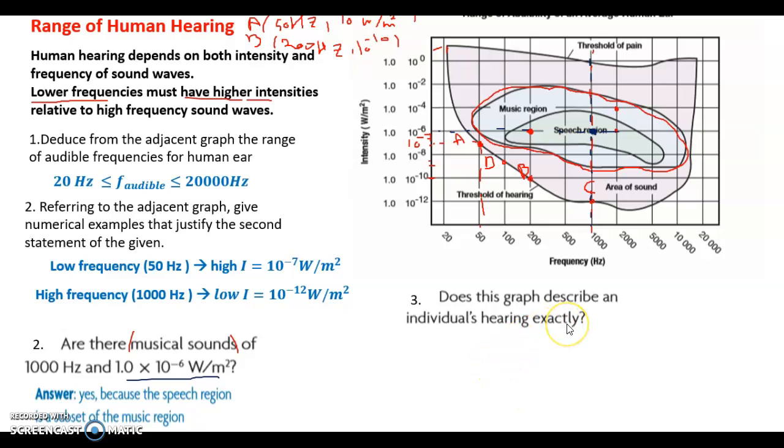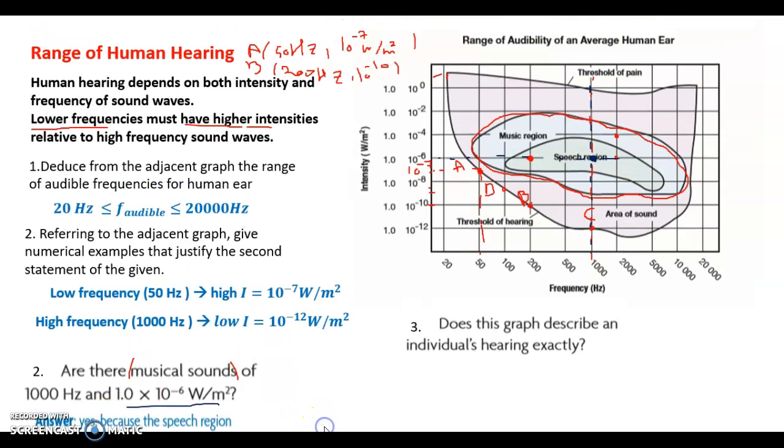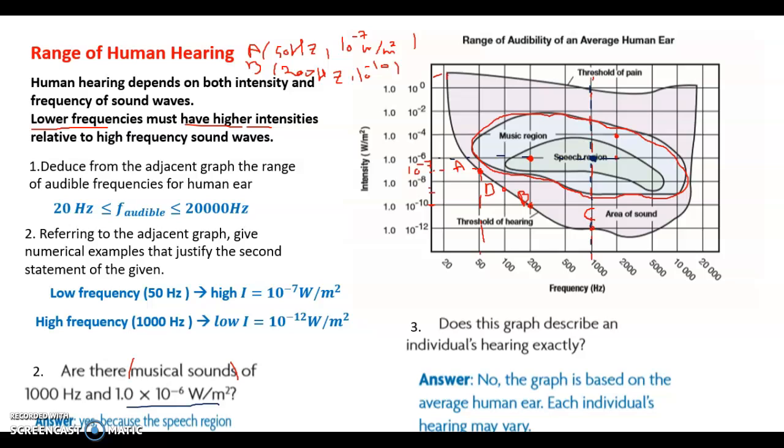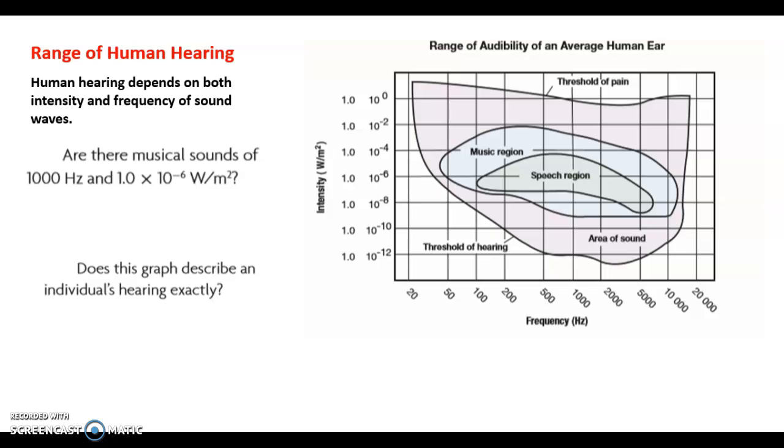Now, does this graph describe an individual's hearing exactly? Actually not, because it only describes the average. The graph is based on the average human ear. Each individual's hearing may vary based on the sound he is exposed to in his daily life. Maybe he's always exposed to high sound, maybe to low sound, maybe we have differences in anatomy. These factors do affect the range of frequencies audible by each one of us. But this graph represents the audible frequencies and intensities for the average human ear. We already answered the question about musical sounds.